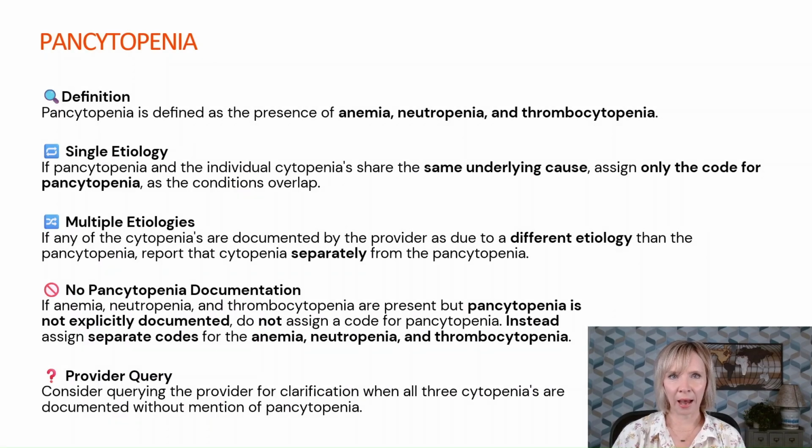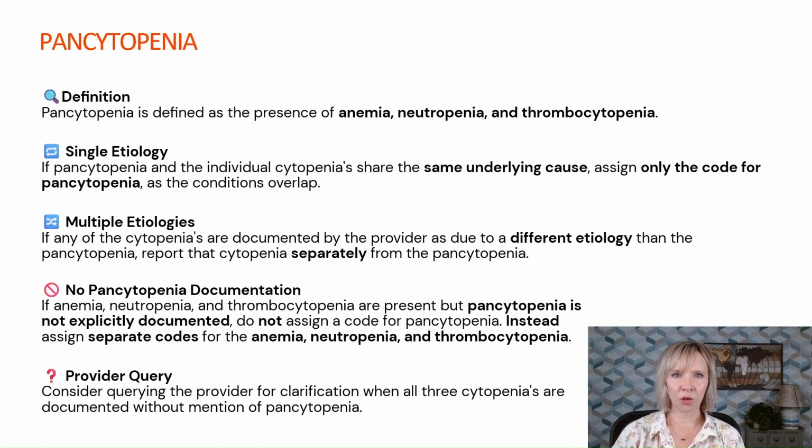Finally, a quick recap to pull it all together. Pancytopenia is defined as the presence of anemia, neutropenia, and thrombocytopenia. If pancytopenia and the individual cytopenias share the same underlying cause, assign only the code for pancytopenia as the conditions overlap. If any of the cytopenias are documented by the provider as due to a different etiology than the pancytopenia, report that cytopenia separately from the pancytopenia.